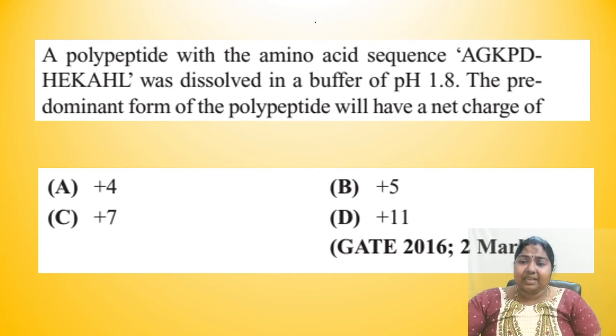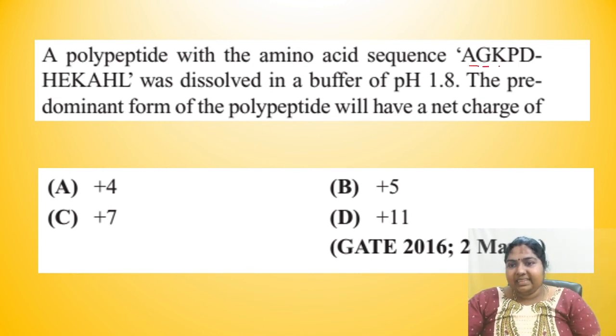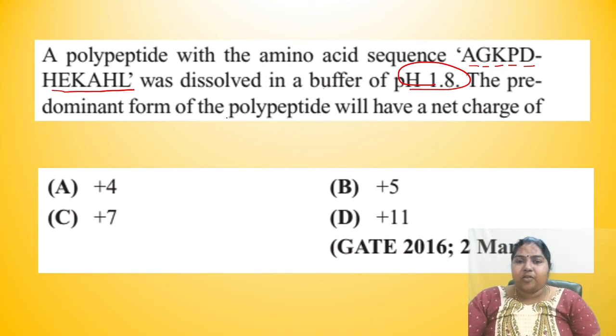Very, very important question. Most frequently asked question. Right. A polypeptide with this amino acid sequence A, G, K, P, D, H, E, K, A, H, L was dissolved in a buffer of pH 1.8. The predominant form of the polypeptide will have a net charge of what? Good. Whenever you get any kind of polypeptide sequence, it is understood that it should begin with the N terminus, and then it will have this sequence.